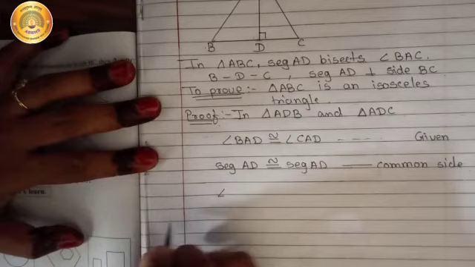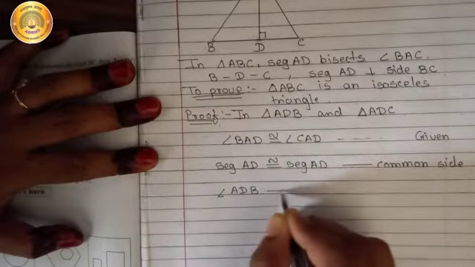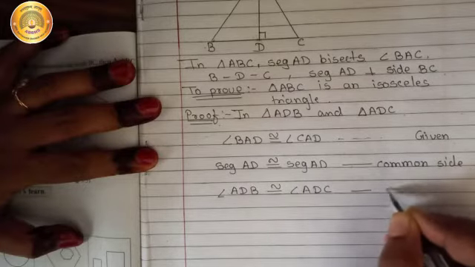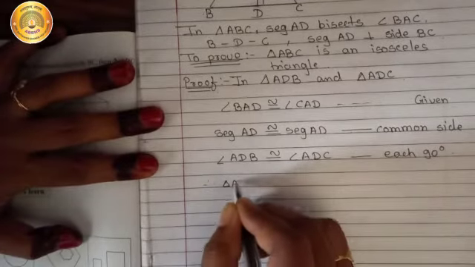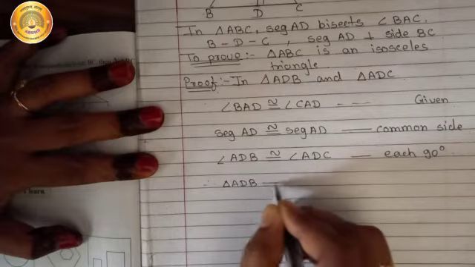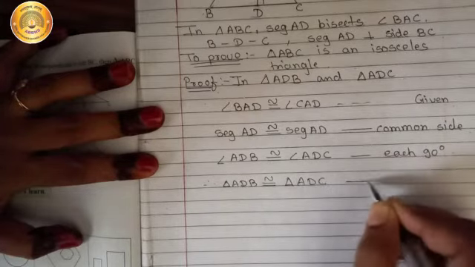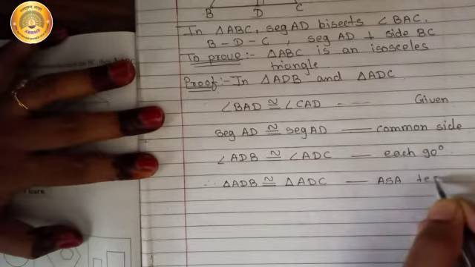And the third is angle ADB is congruent to angle ADC. Why? Because each is 90 degrees. Therefore, triangle ADB is congruent to triangle ADC by the angle-side-angle test.